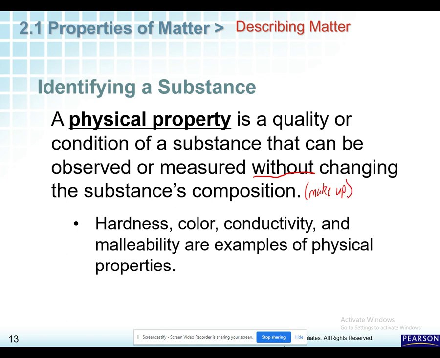So it's makeup. For example, is it hard? Can you hit it? Can you scratch it? What color is it? Red, blue, green. Conductivity has to do with electricity. So can it carry electricity? And is it malleable? Malleable is a term that you guys may not have heard, but basically malleable tells me, can it bend? If you hit it with a hammer, is it going to shatter or is it just going to bend?